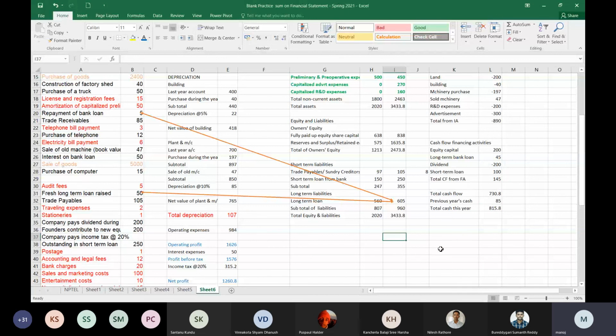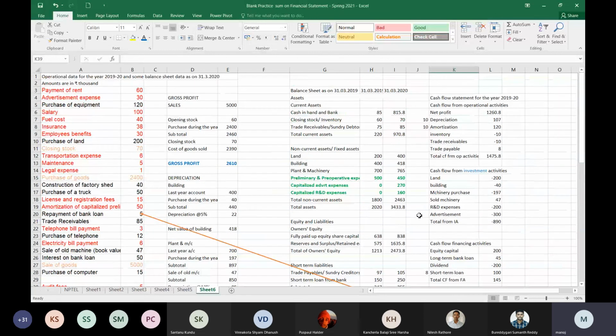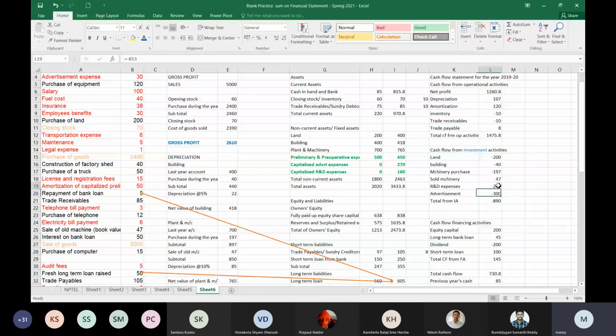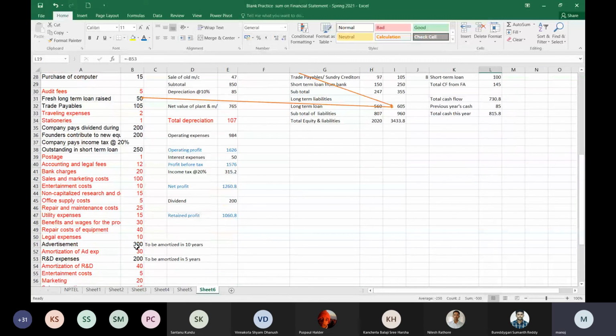There should be no reason why it should not match unless we make a mistake. I hope you understood why this should come here, because we have invested this money. So this money has gone away. So this is a negative cash flow. Okay.